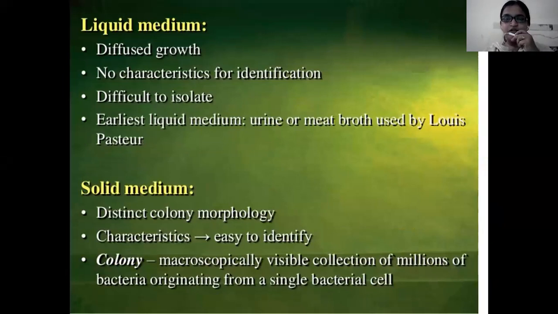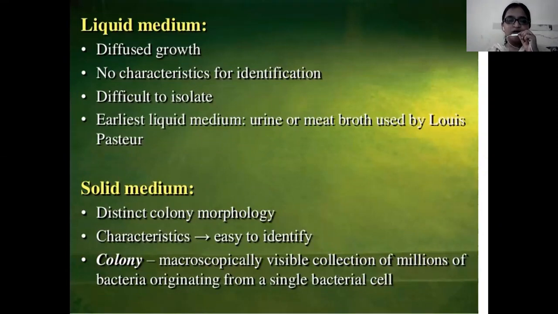Liquid medium will show diffused growth, like microorganisms will be evenly spread throughout the medium, and we can't identify the bacteria or other microorganisms based on growth in the liquid medium, because we cannot see the colony morphology or other characteristics in liquid medium, and it is very difficult to isolate in liquid medium especially. And urine or meat broth were used as a liquid medium by Louis Pasteur.